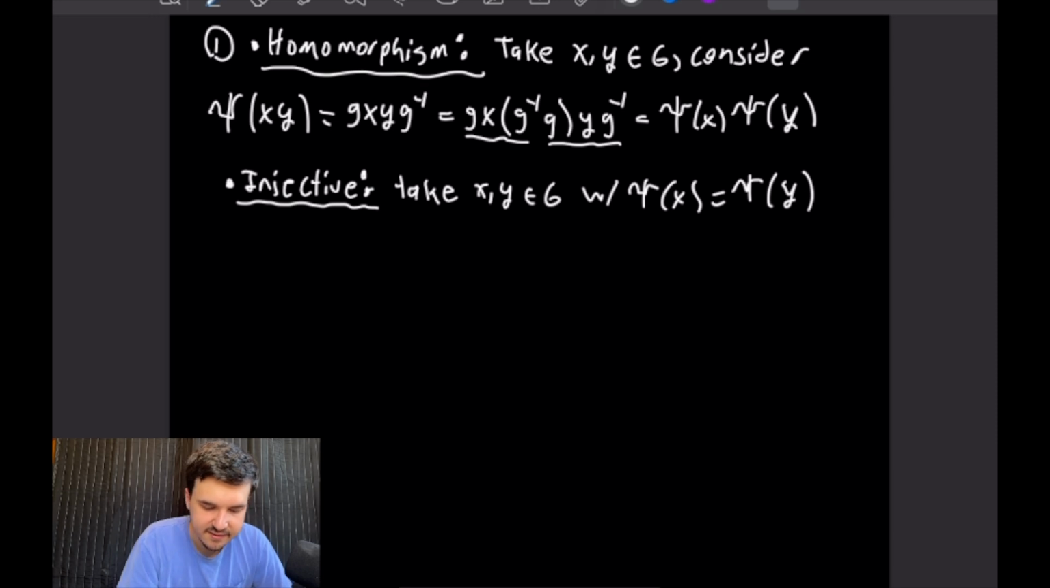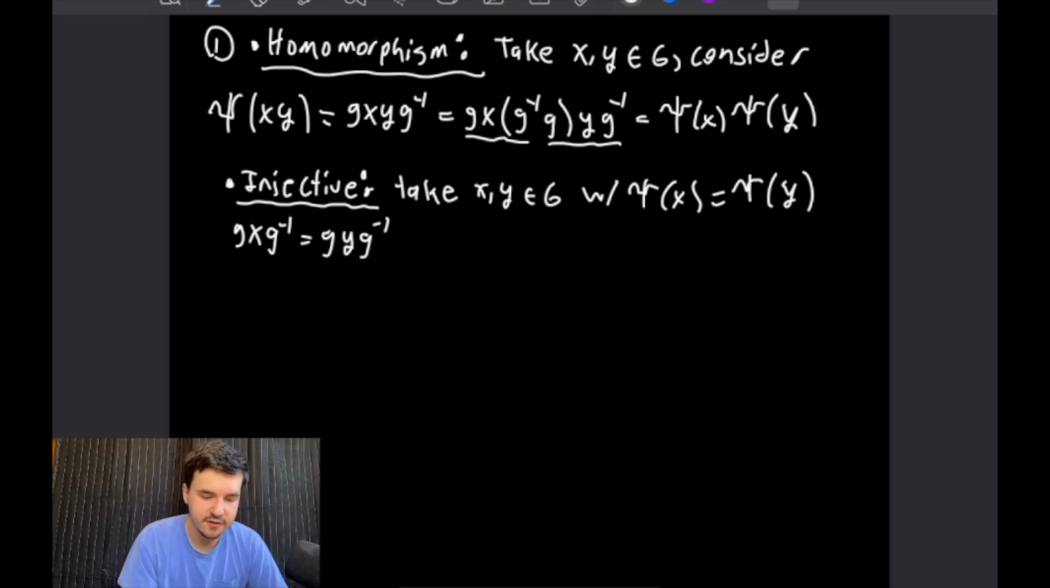So if psi of X is equal to psi of Y, we can break this down using the definition of psi here. That means that gX g inverse is equal to gY g inverse. And this will be pretty easy to show, as we can multiply by g to cancel out our g inverses, and that will give us simply gX is equal to gY, and then we can left multiply by g inverse, and that will simply give us that X is equal to Y, which is exactly what we wanted to prove to show that this thing is injective.